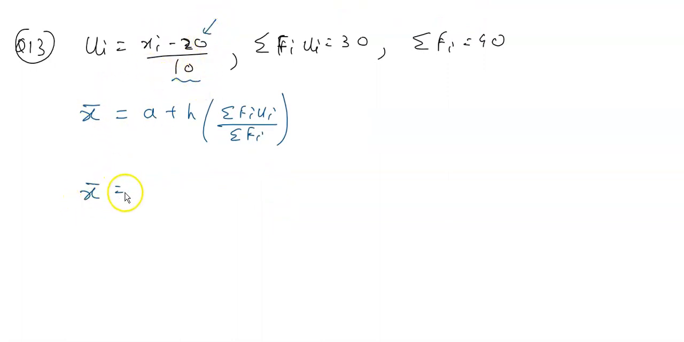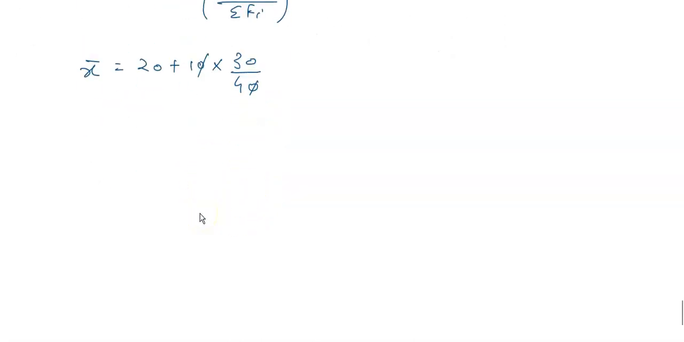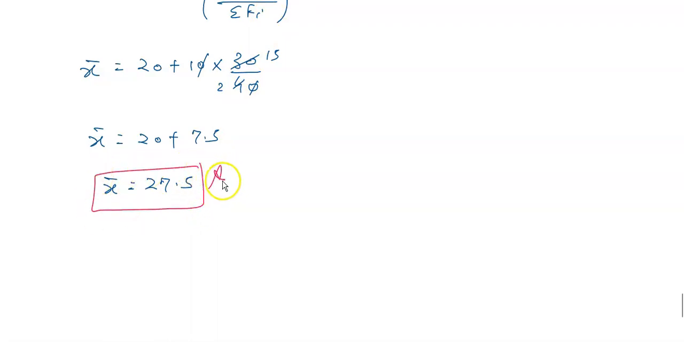So this x bar will be equal to 20 plus 10 into 30 by 40. So this is equal to, now x bar equal to 20 plus, 2 and 15, 7.5, 15 by 2. So x bar will be equal to how much? 27.5. That is the answer. So option D is the correct answer.